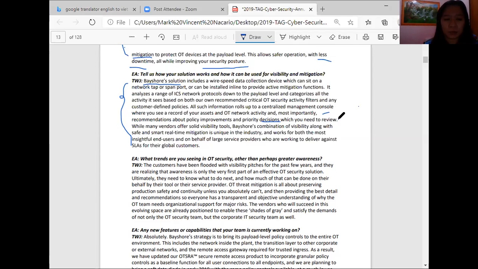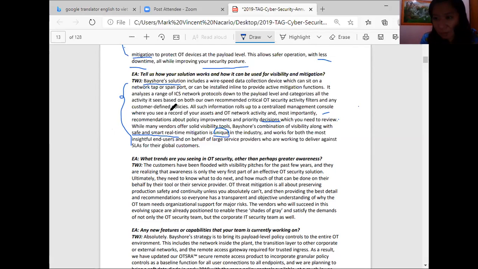While many vendors offer solid visibility tools, the combination of visibility along with safe and smart real-time mitigation is required. It is unique in the industry and works for both the most insightful end users and on behalf of large service providers who are working to deliver against SLAs for their global customers. All right.